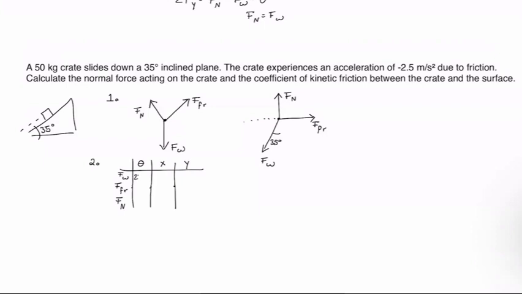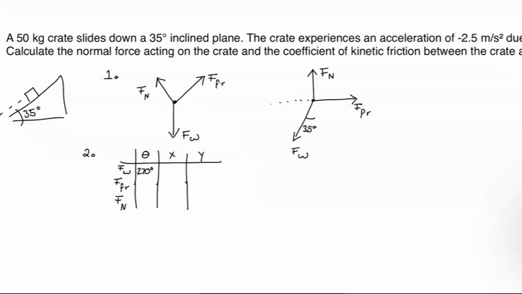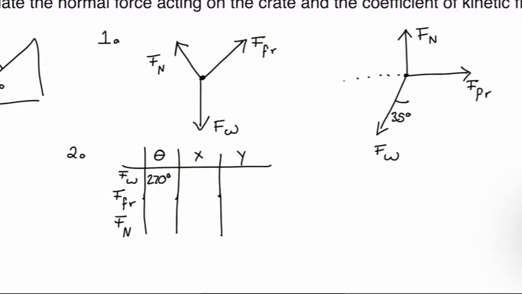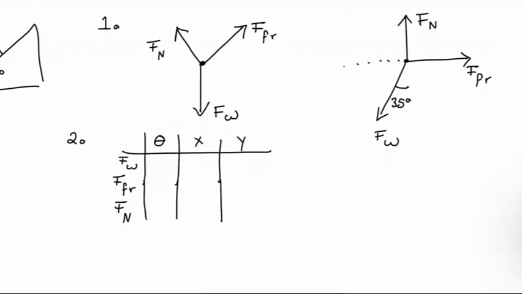Okay. My weight, I'm going to make this a little bit bigger just for a sec. My force of weight is actually not going to be 270. It is going to be 270 minus this angle that we moved it already. Therefore, 270 degrees minus 35 is going to be 235. My friction is 0 degrees, and my normal force is going to be 90 degrees.